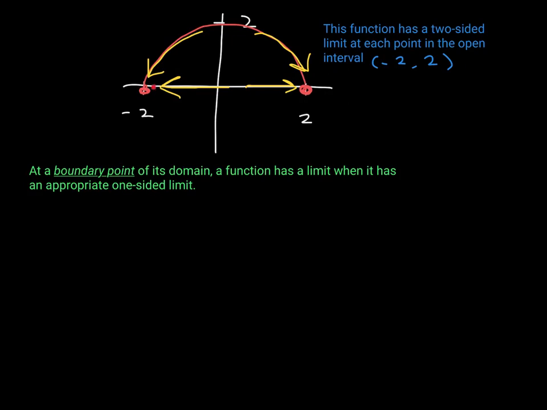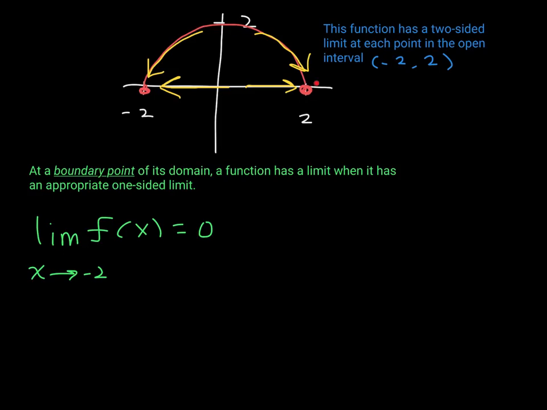So for example, -2 is a boundary point. And because at -2 there is a one-sided limit, we found that, right? We have a right-hand limit at -2. Then we can say the following. The limit of our function as x approaches -2 is equal to 0. The limit exists.